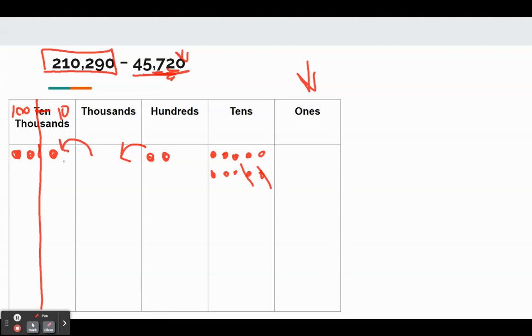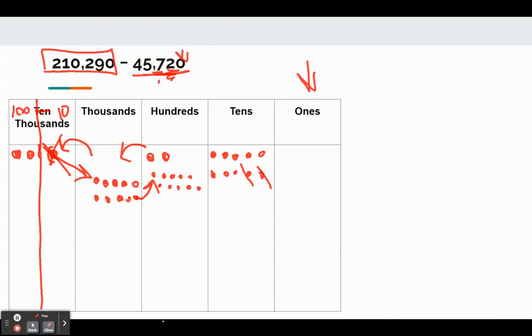I need to take a 10,000. I have one 10,000. And I'm going to break this into thousands. 1, 2, 3, 4, 5, 6, 7, 8, 9, 10. So I don't have any more 10,000s. Now I'm going to go ahead and take one of my thousands and change it into 10 hundreds. So I have enough hundreds to break apart. So I have 1, 2, 3, 4, 5, 6, 7, 8, 9, 10.